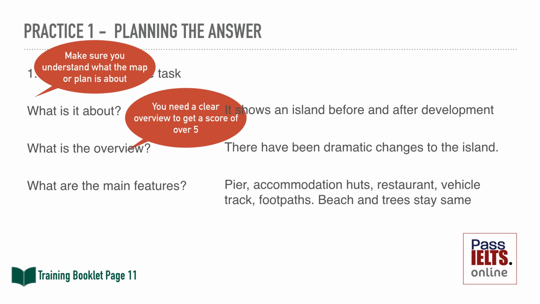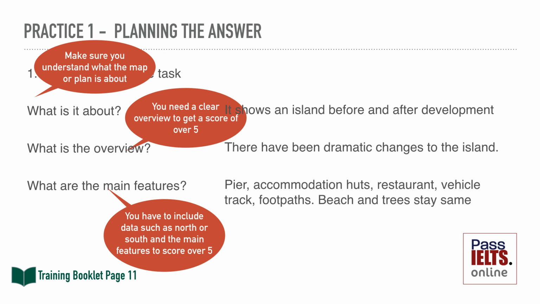This is also for describing a map or a plan. And you have to include the main features with data to support it, such as north and south, and the main features to score over 5.